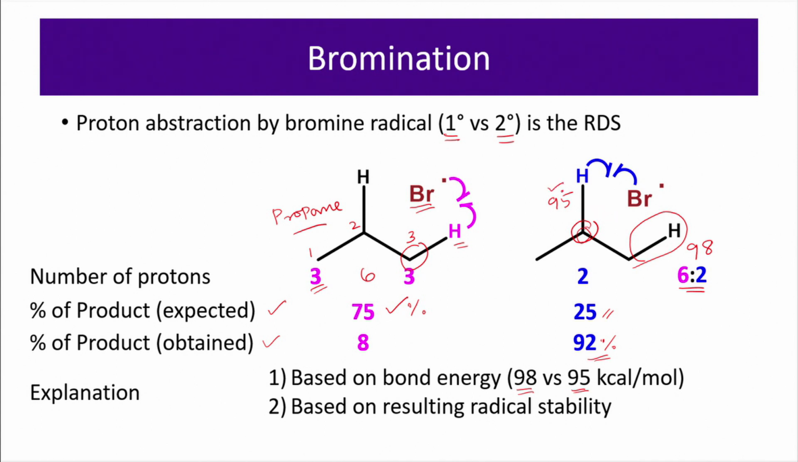So, this is much less, so it can be easily broken, and the resulting radical stability also matters. When this hydrogen is removed, we end up with a primary radical. So, here the product is going to be CH3CH2 dot. So, this is the primary radical, and when this hydrogen, the secondary hydrogen, is removed, we are going to end up with a secondary radical. So, between primary and secondary, the secondary radical is more stable. So, these are the 2 reasons the product formed is maximum in the case of secondary hydrogen abstraction.